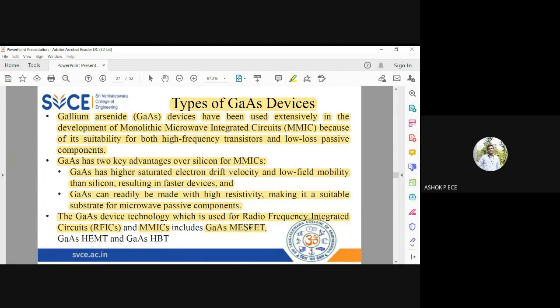Gallium arsenide MESFET, gallium arsenide HEMT. HEMT is high electron mobility transistor. Okay, gallium arsenide HBT, heterojunction bipolar transistor. So these three different types of devices are possible using gallium arsenide. One is MESFET, HEMT, and HBT. These are very commonly used devices in high frequency applications in electronics and communication.